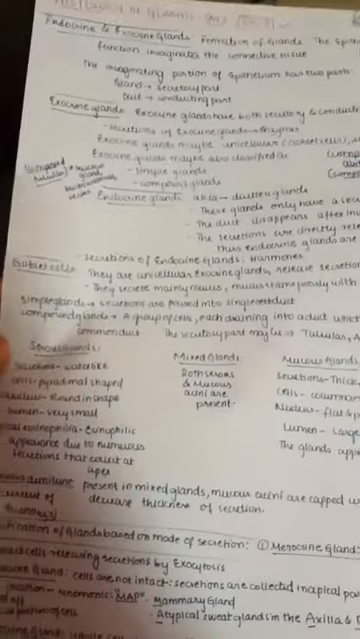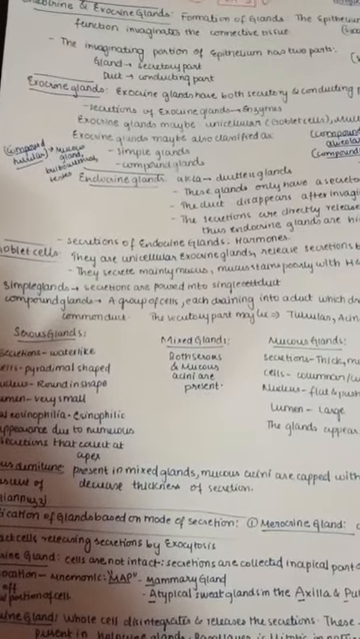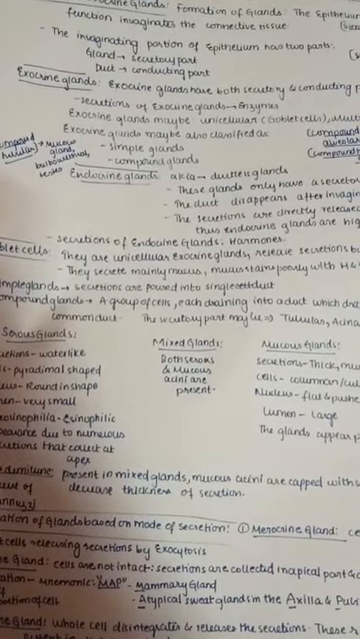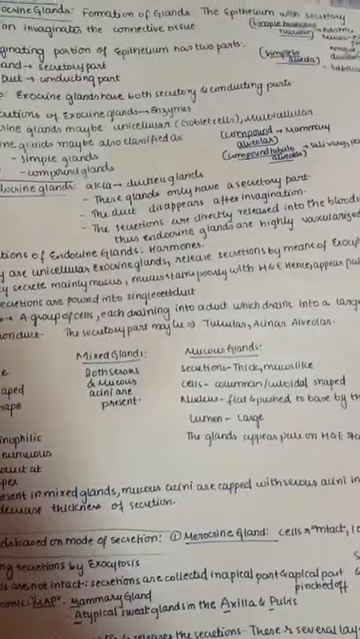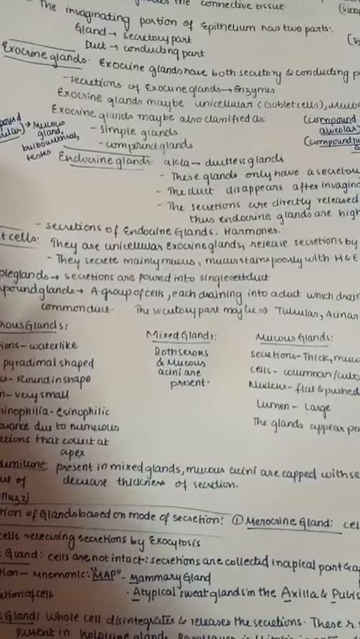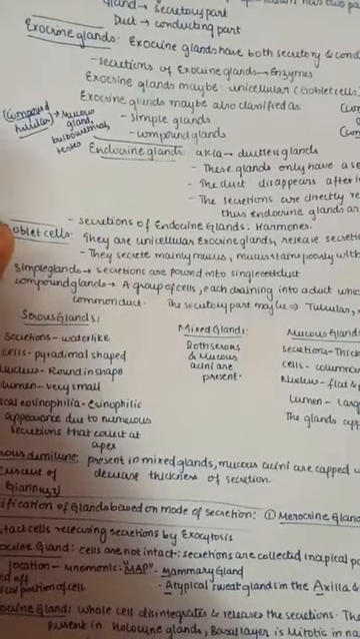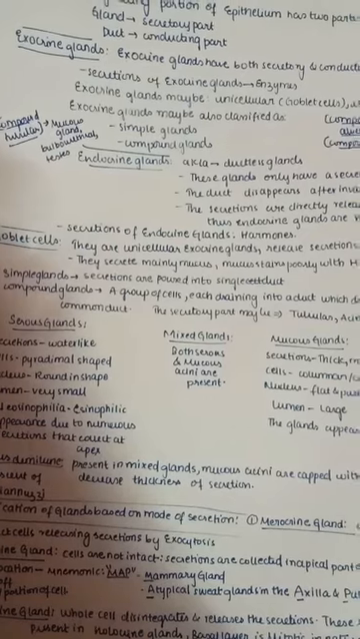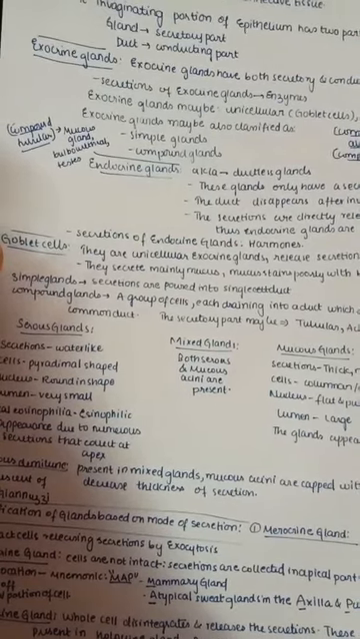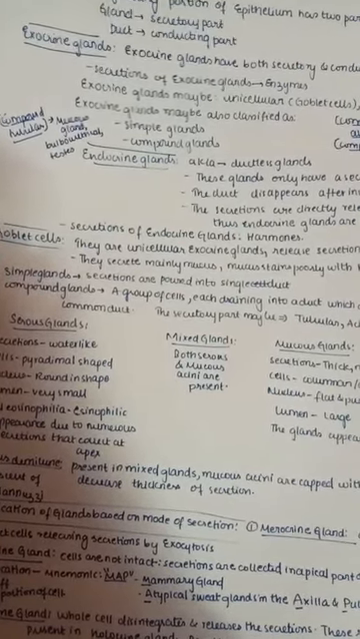Now let us check out goblet cells. Goblet cells are unicellular exocrine glands, as we have seen. They release their secretions mainly by exocytosis. They secrete mucus, which stains poorly with H and E, that is hematoxylin and eosin, hence they appear pale. As you know, goblet cells are also exocrine, and we know there are simple glands and compound glands.